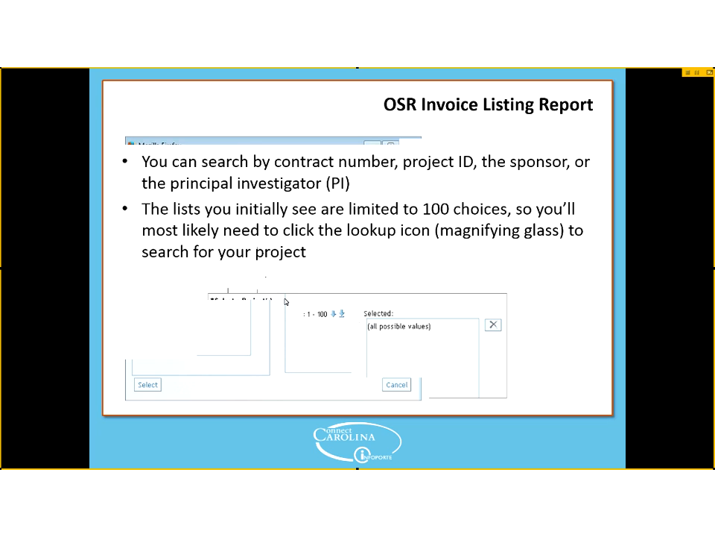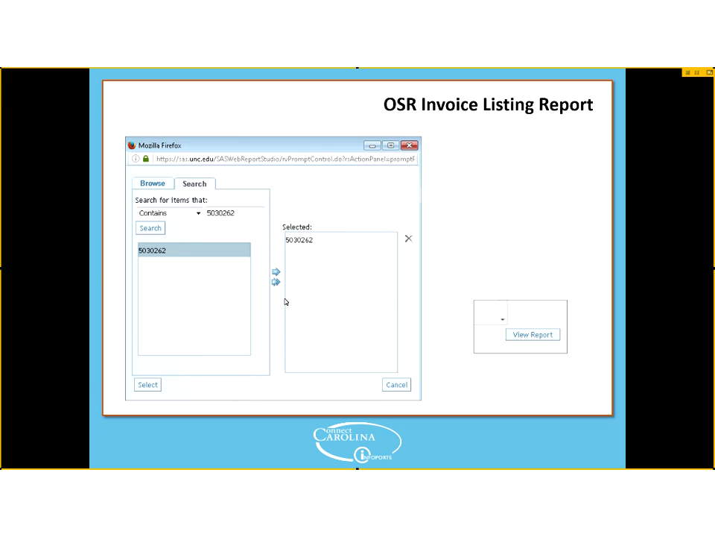So let's say I click that magnifying glass, and I'm going to get a box that's going to pop up like this. And what I'm going to need to do is I'm going to have to search for that project ID. So what I've done in this example is I've gone in and I've typed in this project ID, which is 5030262, and in order to make this work, I'll click the search button, and once I do, it'll find it and it'll pop it right here.